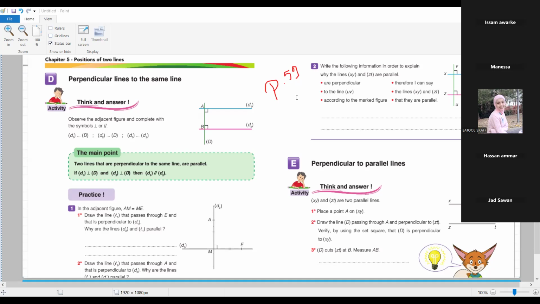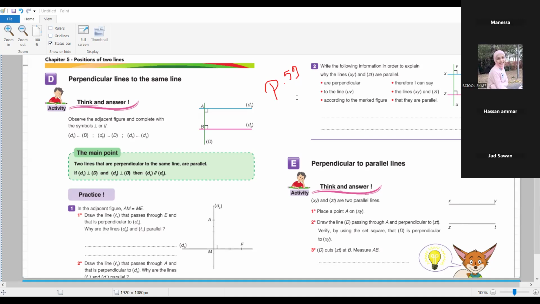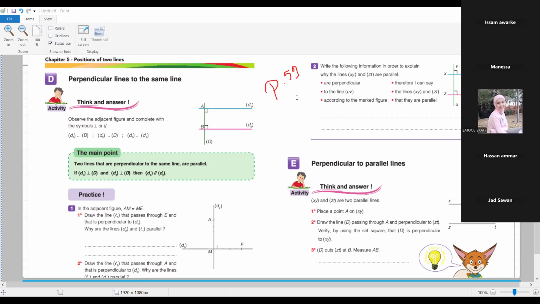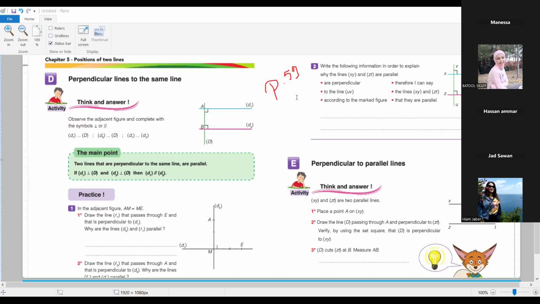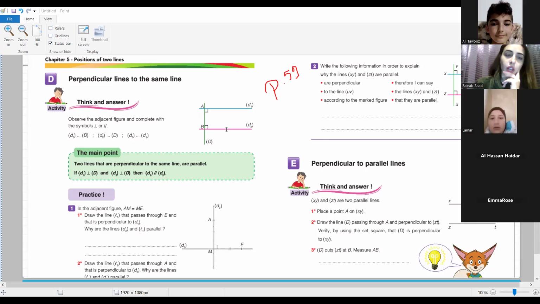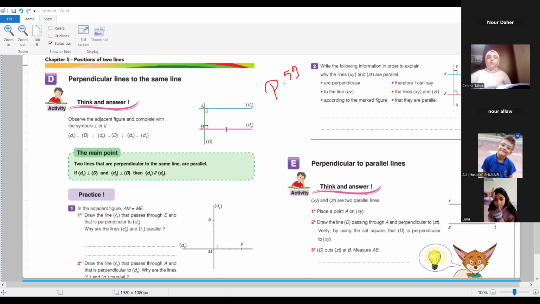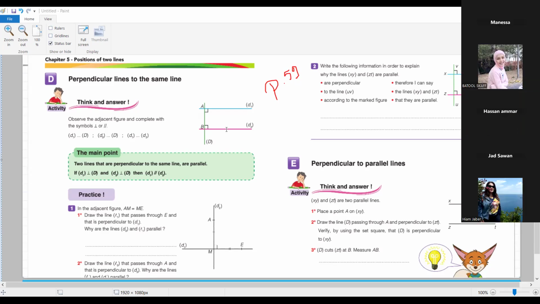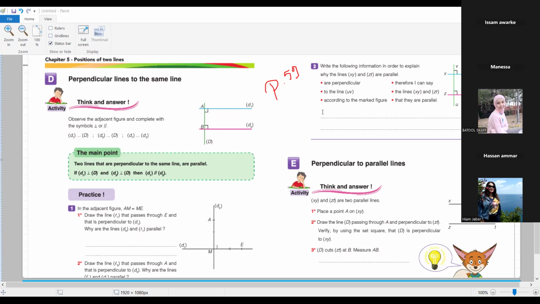Excellent. And now, if you want to order these sentences that will give the same meaning that you were saying, how can you order these sentences? Who's talking? Jad? Hassan? Yes, miss. Did you order these sentences? Yes. Tell me.